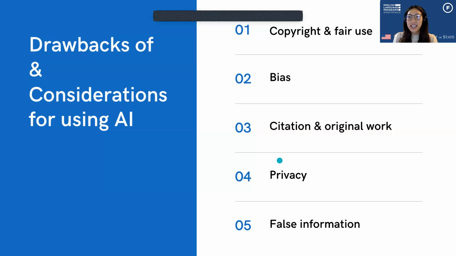Another consideration is privacy. So AI uses not only information from the internet, but also whatever users are inputting into it for its machine learning model, right? And so this can put students' privacy in danger. That's why it's really important to be careful to not include personal information when you are asking ChatGPT or Bard or Bing to generate some of these materials.